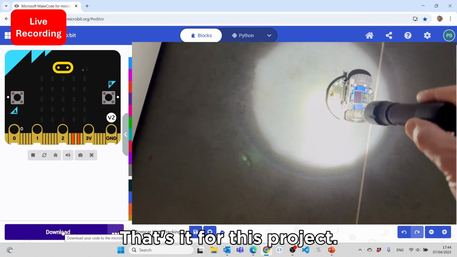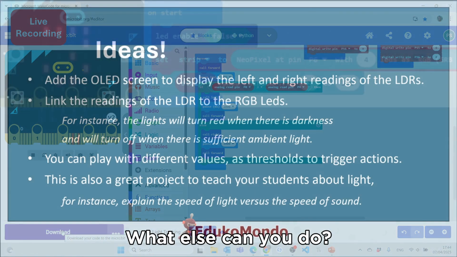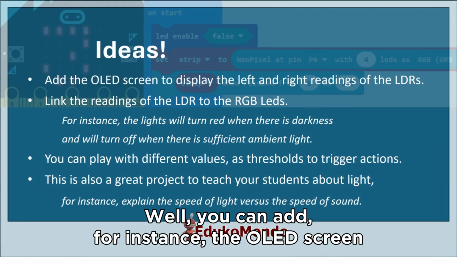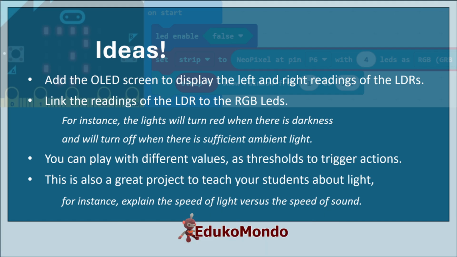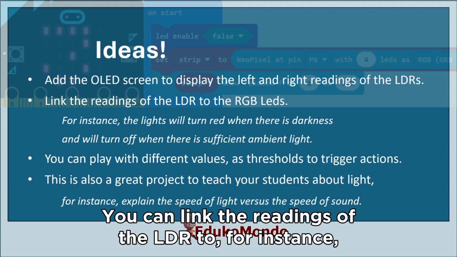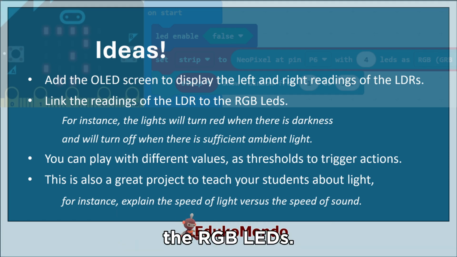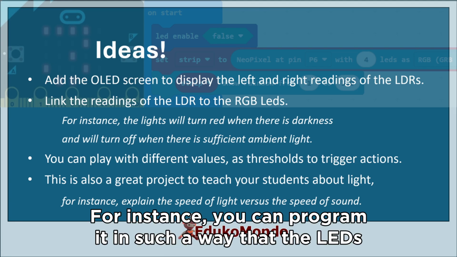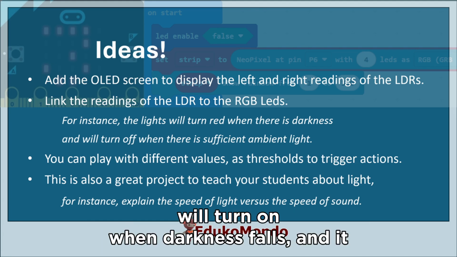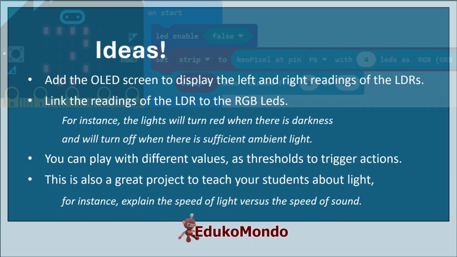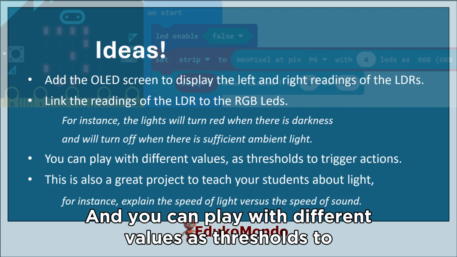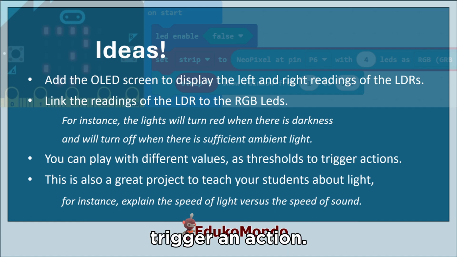That's it for this project. What else can you do? Well, you can add, for instance, the OLED screen to display the left and the right readings of the LDR. You can link the readings of the LDR to, for instance, the RGB LEDs. For instance, you can program it in such a way that the lights will turn on when darkness comes, and turn off when there is sufficient ambient light. And you can play with different values as thresholds to trigger an action.